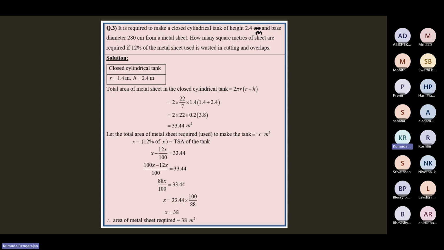2.4 meter. And diameter is 280 centimeters. Please do this correction. Height is 2.4 meters. Base diameter is 280 centimeters. This unit is correct. Okay.